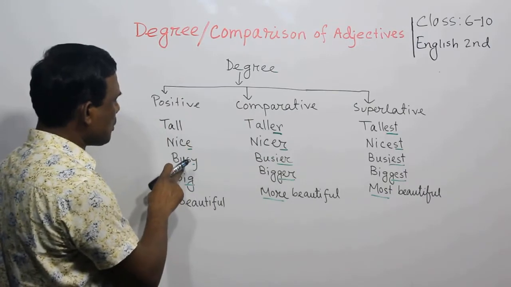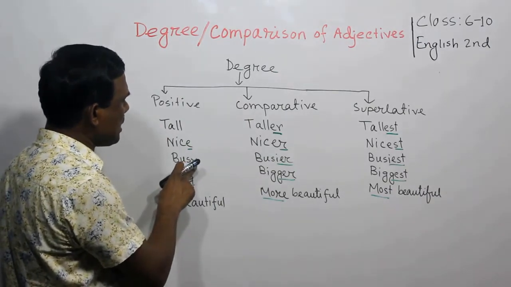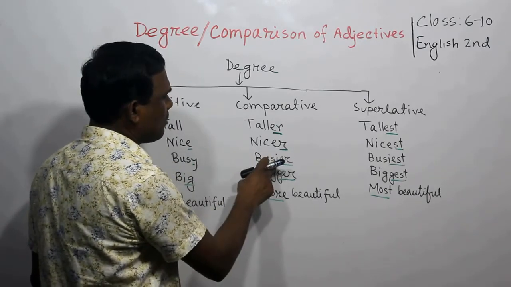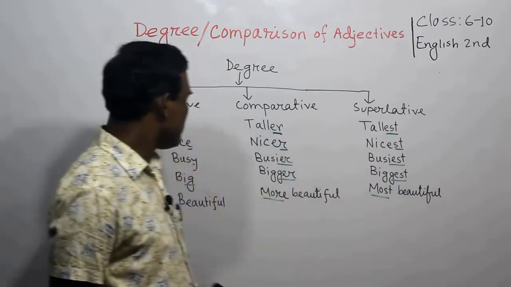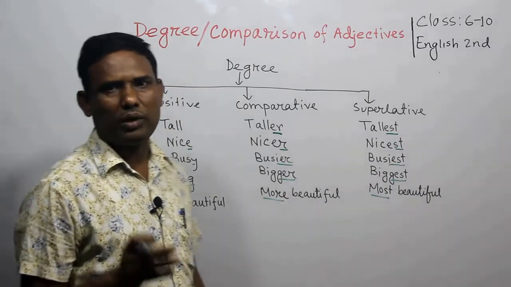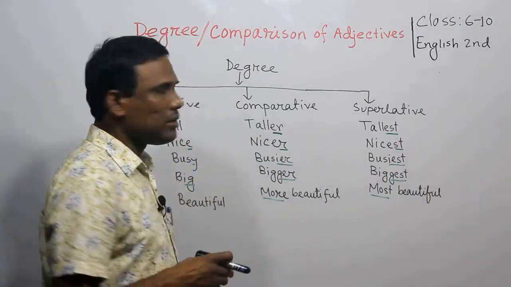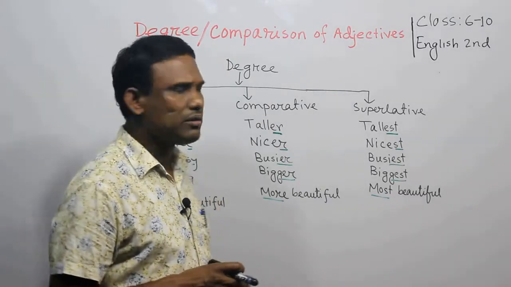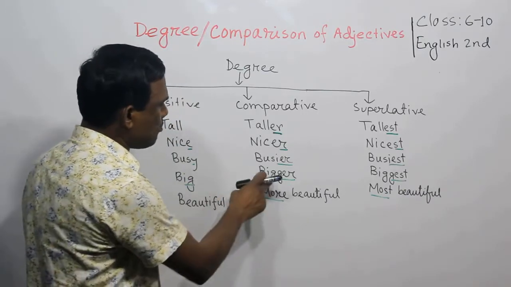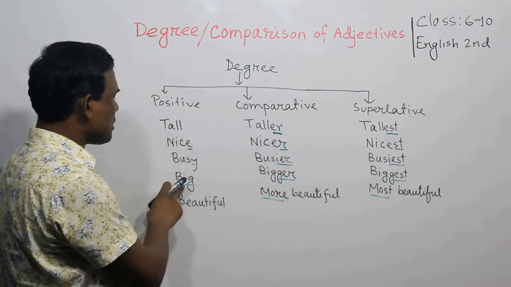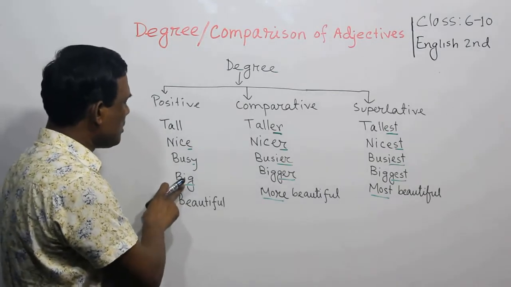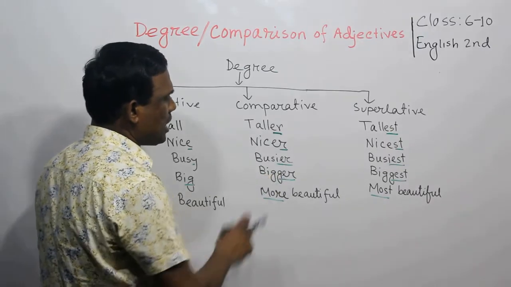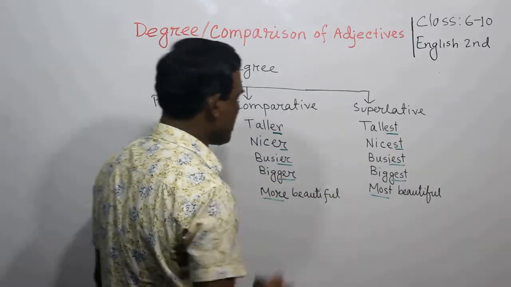You can see the positive busy ends in y preceded by a consonant s. So y has become i before adding er and est. If the positive ends in one vowel and one consonant, the consonant is doubled before adding er and est. For example, big, bigger, biggest. The positive big ends in one vowel i and one consonant g. So the consonant g has been doubled before adding er and est.